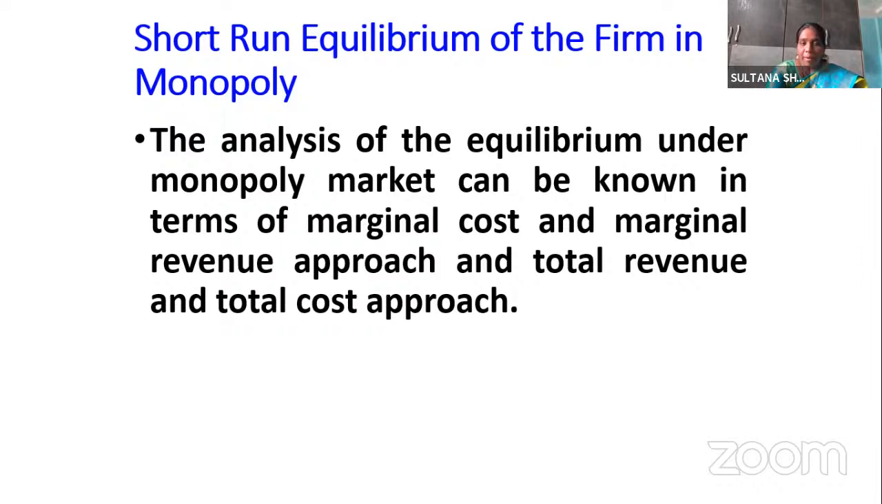Now, short-run equilibrium of the firm in monopoly: how will the firm be in equilibrium? Here it is a single firm industry. Don't think of firm and industry as separate. Under monopoly, we have a single firm industry. The analysis of equilibrium under the monopoly market can be done in terms of the marginal cost and marginal revenue approach, and the total revenue and total cost approach.